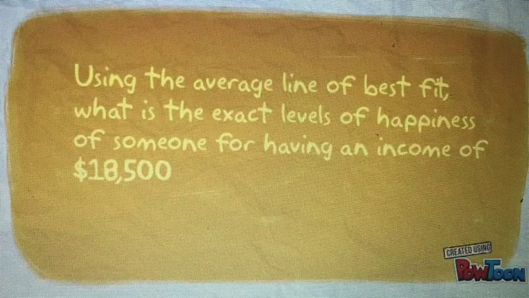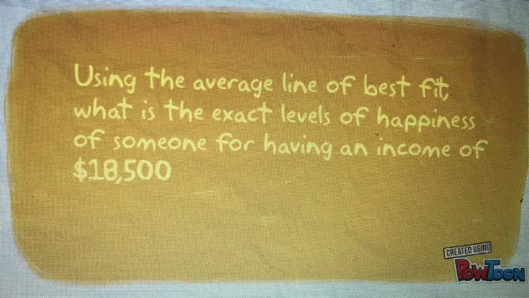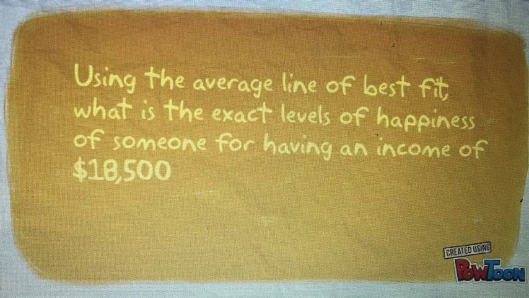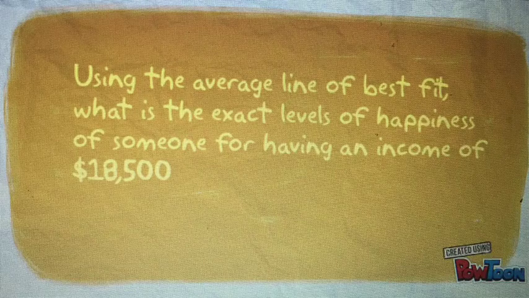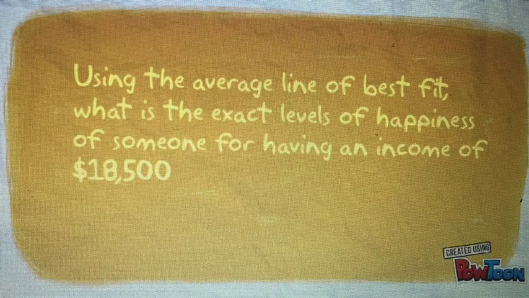Using the average line of best fit, what is the exact level of happiness of someone having an income of $18,500? To do this, you take the formula from the well-being and median income graph and plug in $18,500 into the x. From there you just solve.